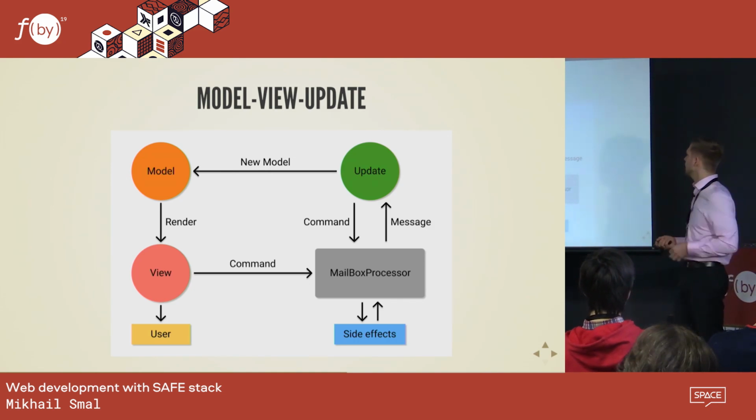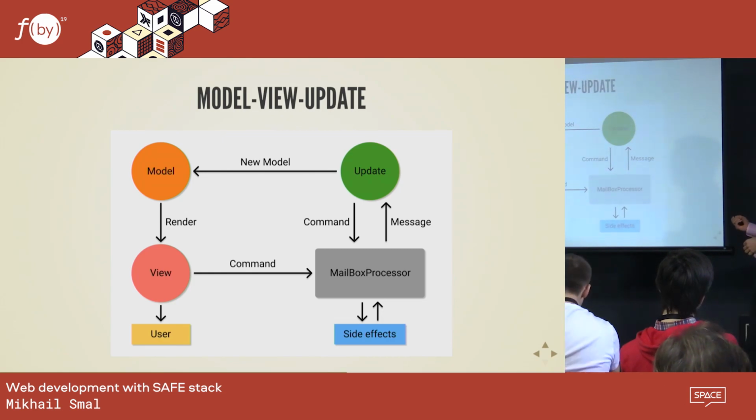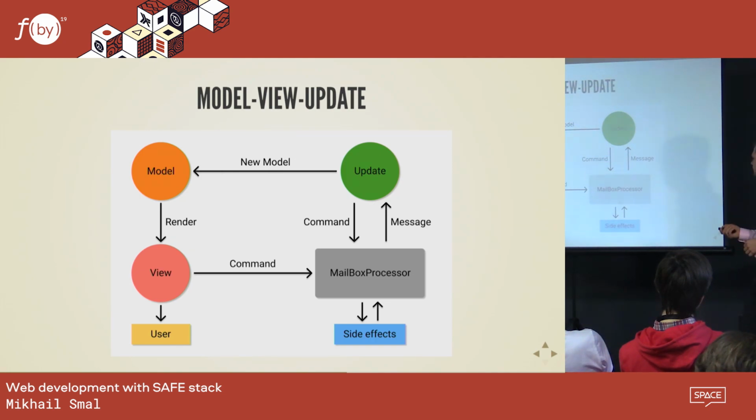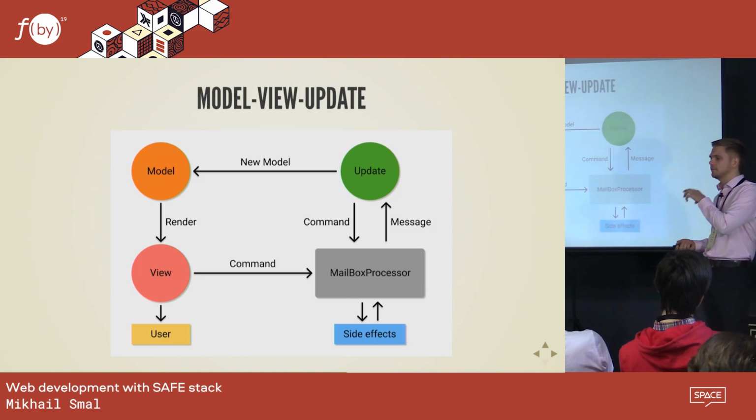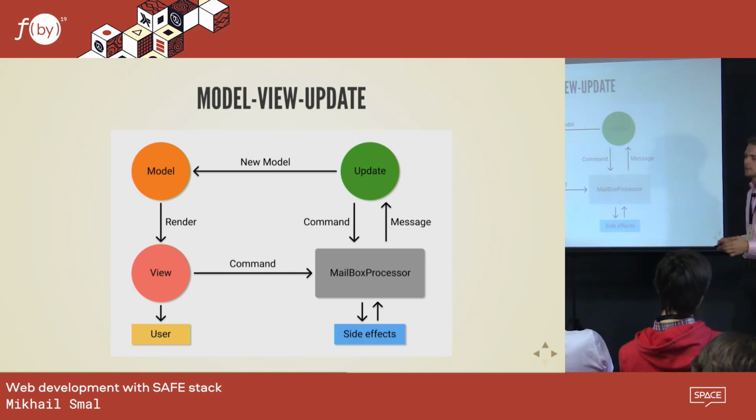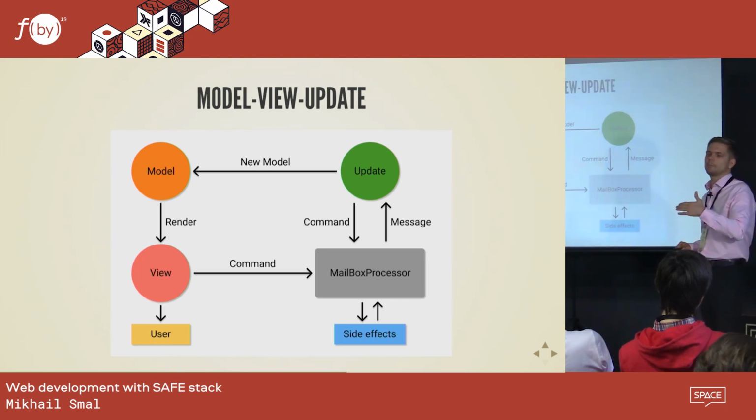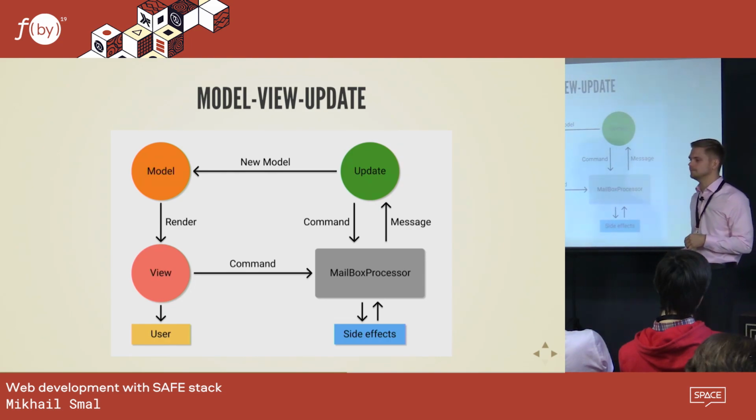And it creates a new model based on those two arguments. Again, it's pure, and it can also issue another command, which will then be processed by the mailbox processor and pushed back as another message, possibly to update. And this cycle goes on infinitely. With this, you can have time traveling, because every message is an event, and if you replay those events, you end up in a specific state of your application.